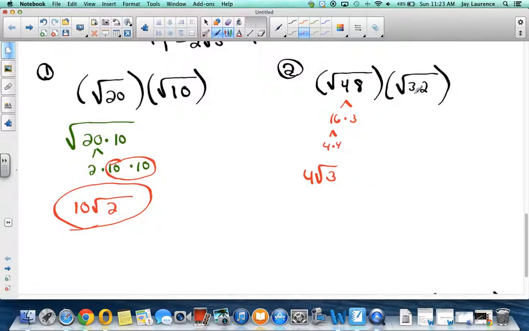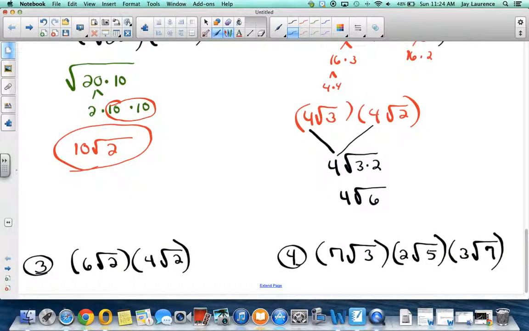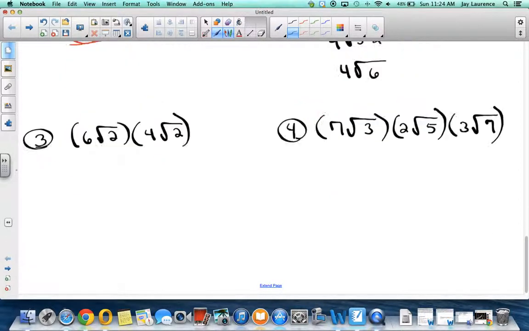And then I have to break down the 32, which is 16 times 2? So that'll break down to 4 rad 2. Okay, now to multiply, it's real simple. I multiply the 4's together, and I multiply the 3 times 2. And again, I didn't combine them because I wanted to see if I was going to have to break them down. It turns out they won't break down, so my best answer is 4 rad 6. There you go. All right, let's try a longer one here.